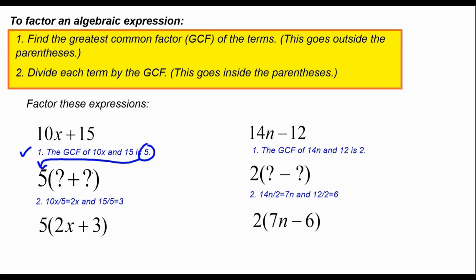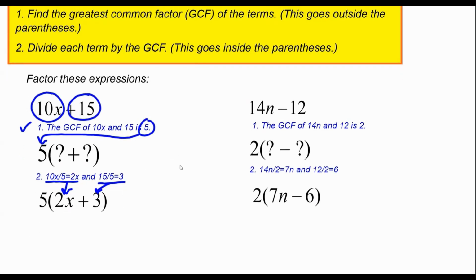So what goes inside the parentheses then? This was 5 times something plus something. Well, to get what's inside the parentheses, we're going to divide each of these terms by 5. So 10x divided by 5 is 2x, and 15 divided by 5 is 3, and that's what goes inside the parentheses. So this is the new expression after we have factored it, or basically undo the distributive property. We get 5 times (2x plus 3).